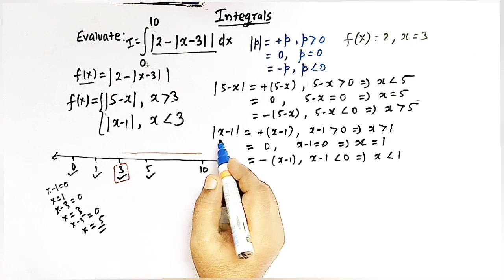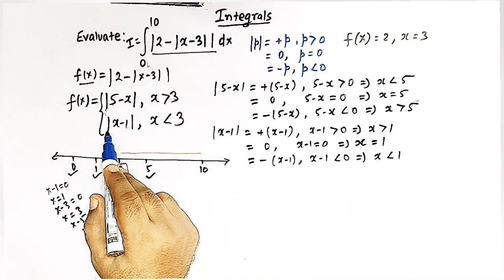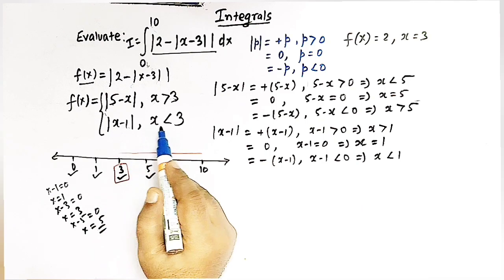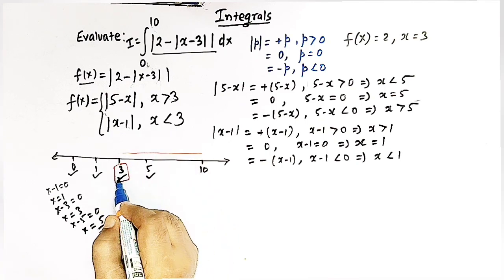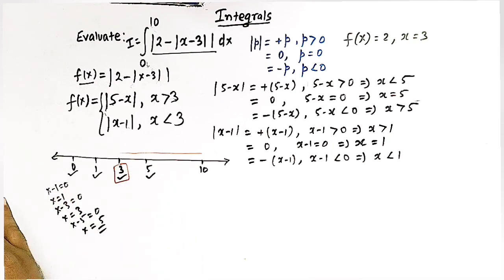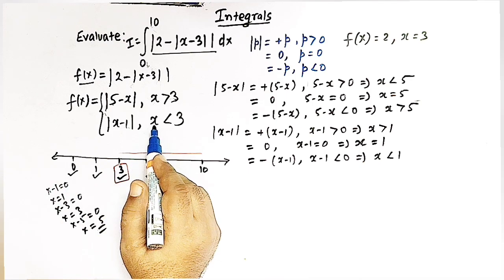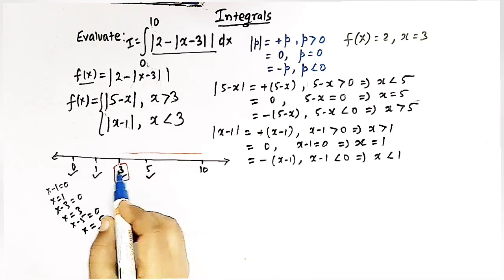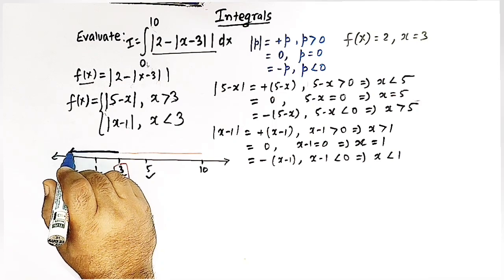And similarly, when we consider f of x is equal to mod of x minus 1, we have x less than 3, right? So again, we have this point, that is x is equal to 3. And now we have to consider all those points which lie towards the left of x is equal to 3, right? So here we have to go like this.